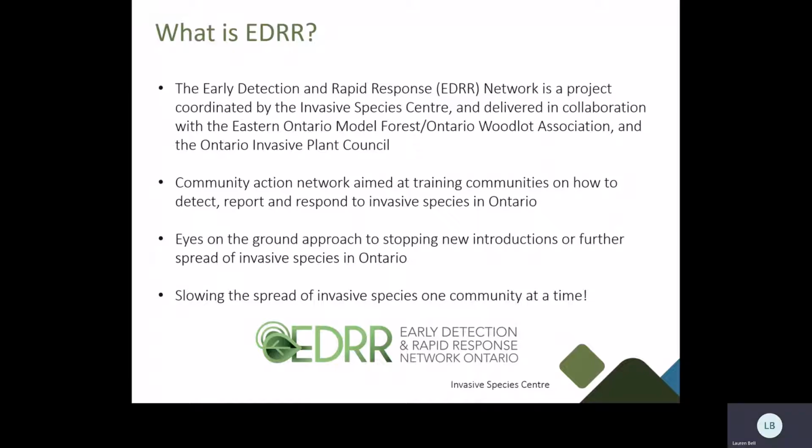The Early Detection and Rapid Response Network, or EDRR network, was established in 2015 and is coordinated by the Invasive Species Centre and delivered in collaboration with the Eastern Ontario Model Forest, Ontario Woodlot Association, and the Ontario Invasive Plant Council. It's a community action network that's aimed at training communities how to detect, report, and respond to invasive species across the province. It's an eyes-on-the-ground approach to stopping or slowing new introductions and infestations of invasive species across Ontario.